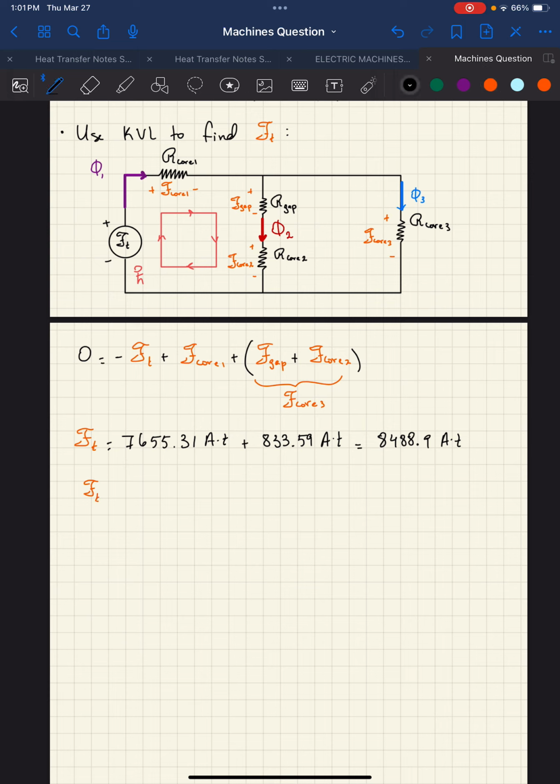FT is what? It's NI. Now they don't want I, right? They want voltage. So we can use Ohm's law. What's I? It's just V over R. And now we can just solve for V. So solving for V, it's going to be F total times R divided by N. So plug and chug, and that's checkmate. We got it.